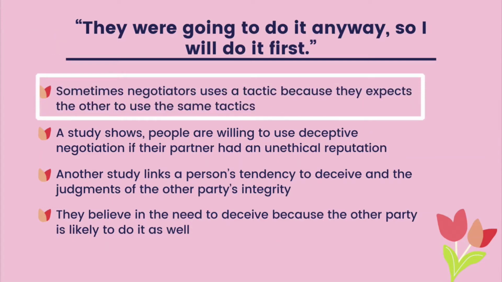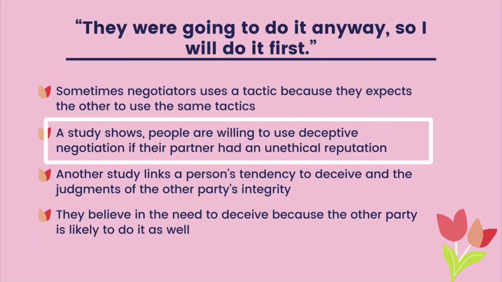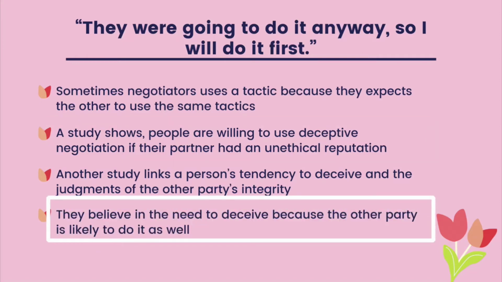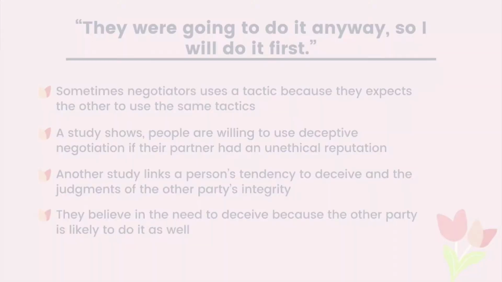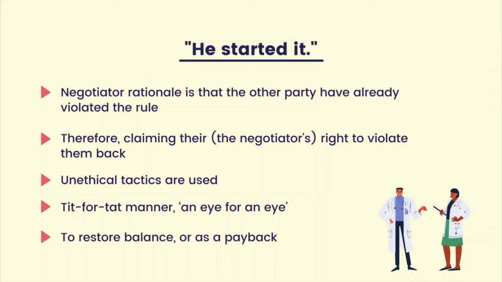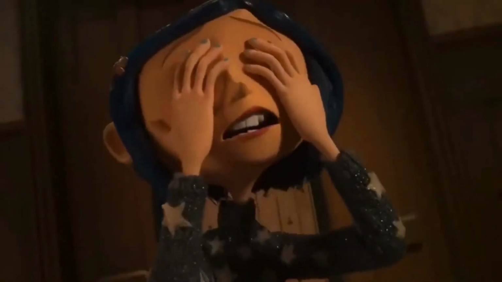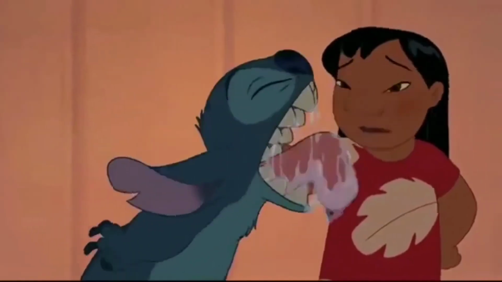Sometimes a negotiator uses a tactic because they expect the other to use the same tactics. A study shows people are willing to use deceptive negotiation if their partner has an unethical reputation. They believe in the need to deceive because the other party is likely to do it as well. "He started it." The negotiator's rationale is that the other party has already violated the rule, so the negotiator claims the right to violate it back. This is like balancing things out, as payback, a tit for tat manner, an eye for an eye.